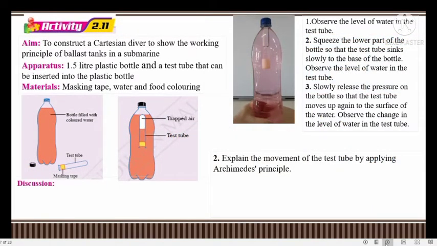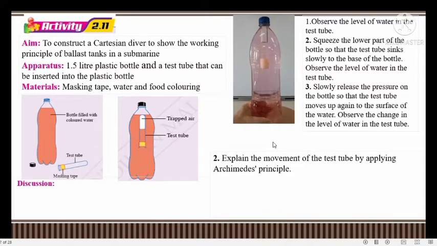Next is activity 2.11. The aim of this activity is to construct a Cartesian diver to show the working principle of ballast tanks in a submarine. Apparatus required: 1.5 liter plastic bottle and a test tube that can be inserted into the plastic bottle. Materials: masking tape, water and food coloring. So to understand this one, let's watch this video.